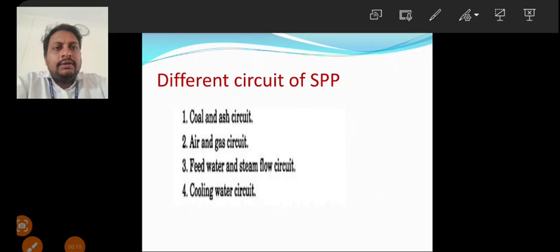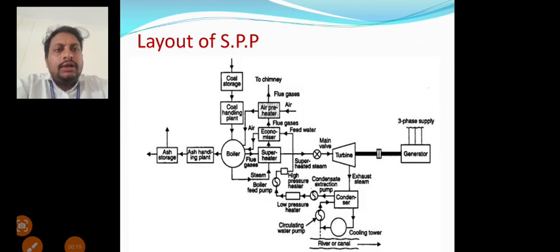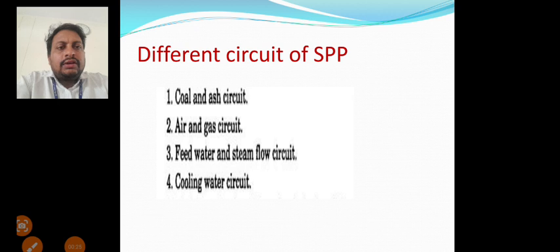So this is the layout of the steam power plant. Then various circuits, we are going to see the various circuits in the steam power plant.